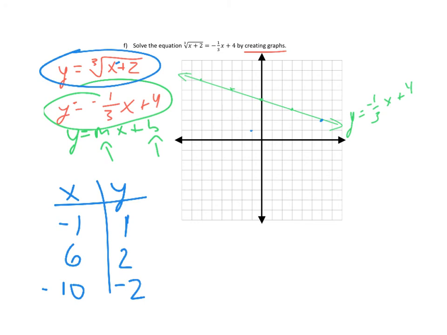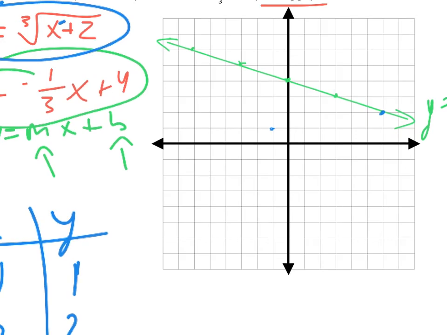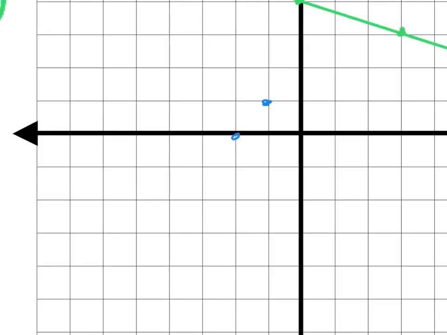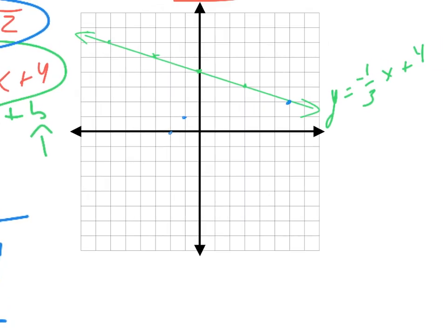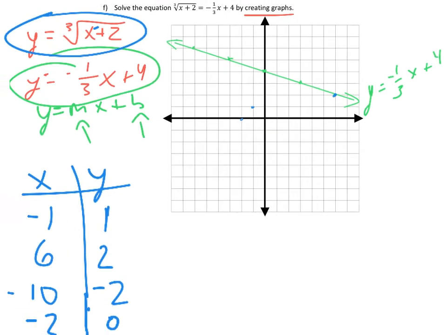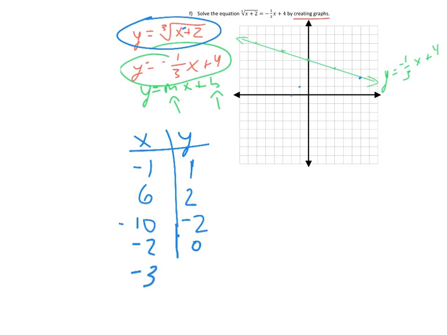Okay, it looks like I'm going to need another point. So another cubed root I could do is 0. If I plug in a negative 2, negative 2 plus 2 is 0, and the cubed root is 0, so there's my third point, which makes this much easier. So negative 2, 0 is right there. And I'm also going to do negative 3. Negative 3 plus 2 is negative 1. Cube root of negative 1 is negative 1. So that gives me one more point. That way I can just see where the curve is going.